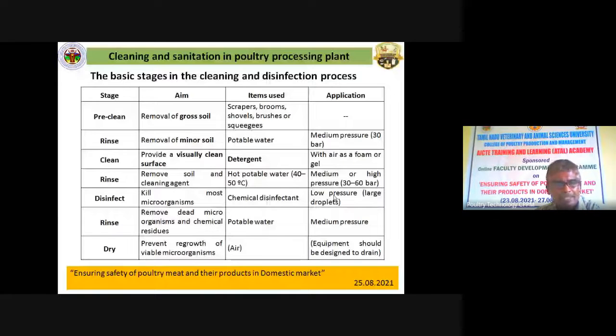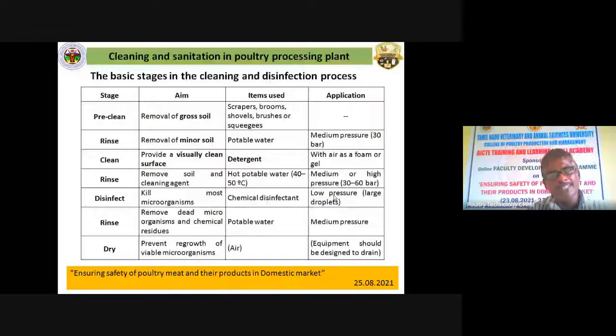Then the next step is to rinse the area that has been pre-cleaned. The purpose of rinse is to remove minor soil, where the particle size of the soil will be very small, and this rinse will ensure removal of such minor soils, for which we use potable water to rinse the area that has to be cleaned. And the third stage in the cleaning process is clean itself. This provides a visual clean to the surface.